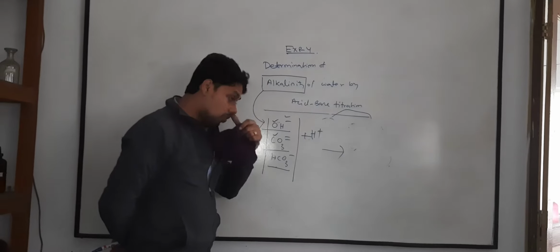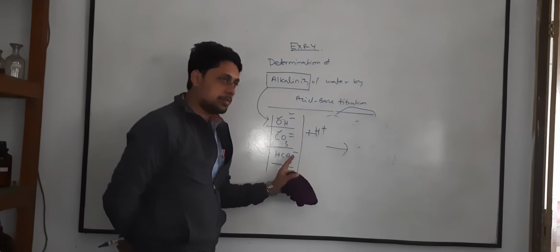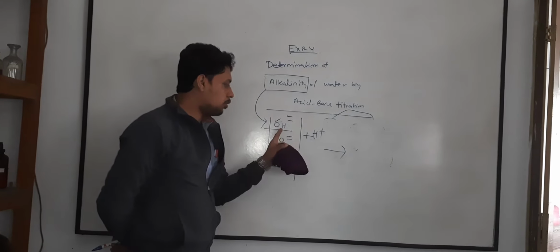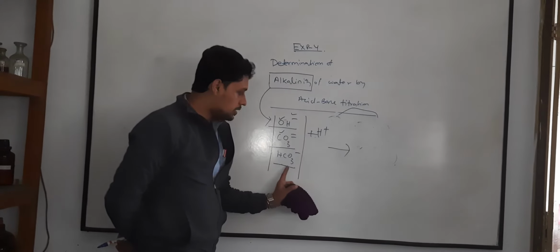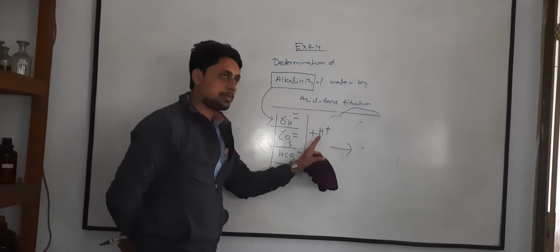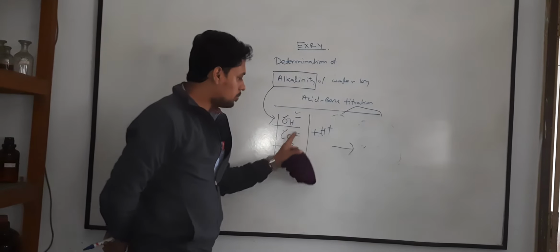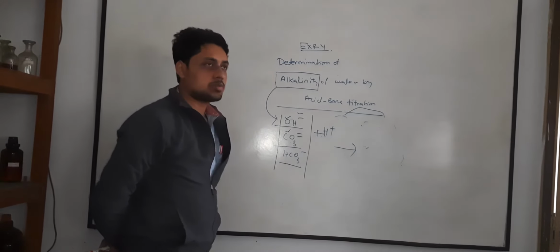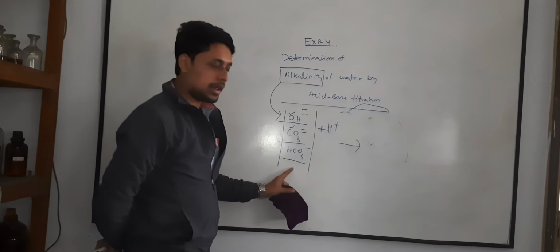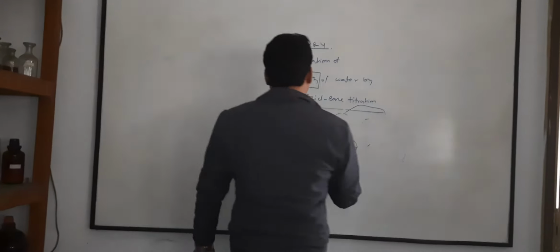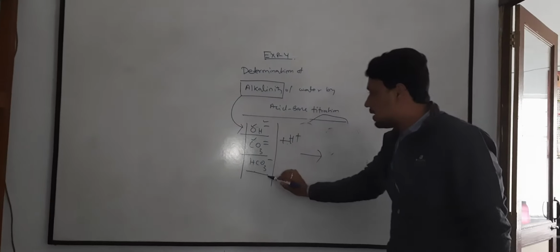Now if we want to remove this alkalinity, to calculate the amount of OH minus or carbonate or bicarbonate present in water, we need to add H plus. H plus will react with all of these three components to form salt and water. That means H plus will neutralize these anions. Now water never contains these three anions in a row.